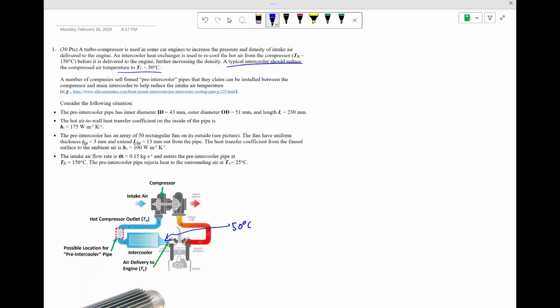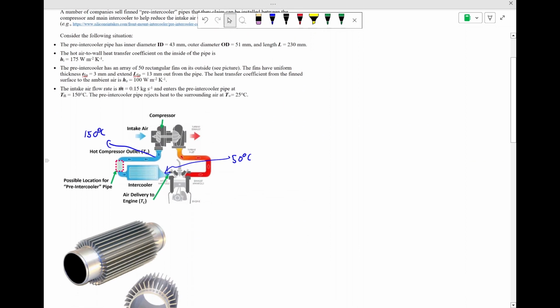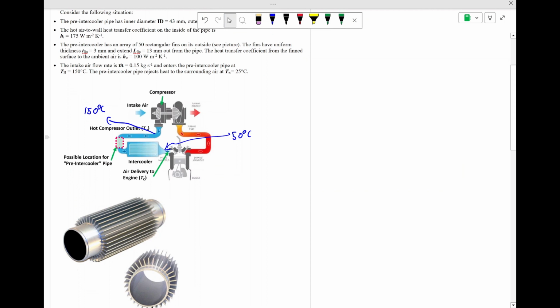So coming out of the compressor stage and basically on its way to the intercooler, the air might be at 150 C, for example. There are companies that sell these things that they're calling pre-intercooler pipes, which are these finned pipes that you would put between your compressor and your intercooler to give you a little boost in cooling capacity to help bring down that air temperature.